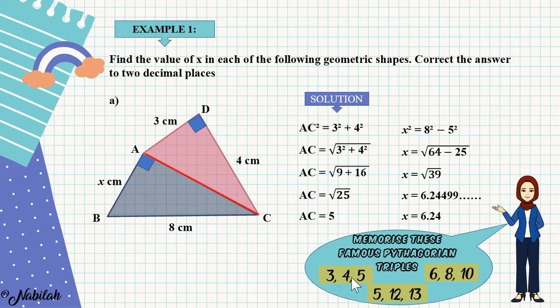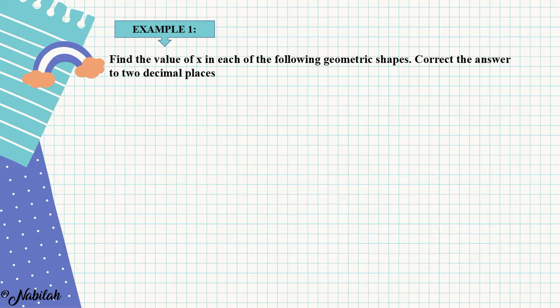So if given a right angle triangle with 4 and 5, you know the other side is 3. If given a right angle triangle with 5 and 13, then you know the other side is 12. So this is called Pythagorean triples. You better remember these Pythagorean triples.